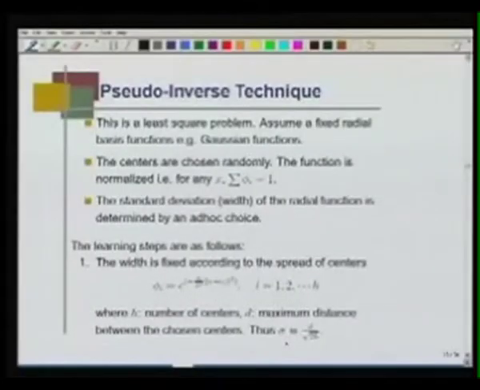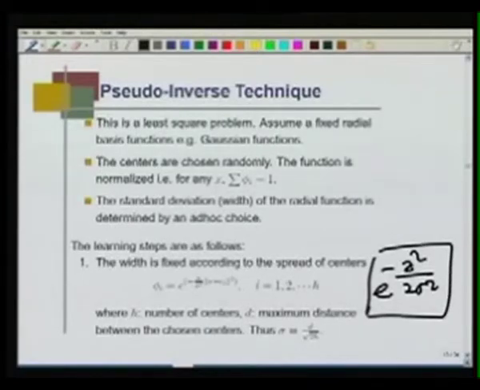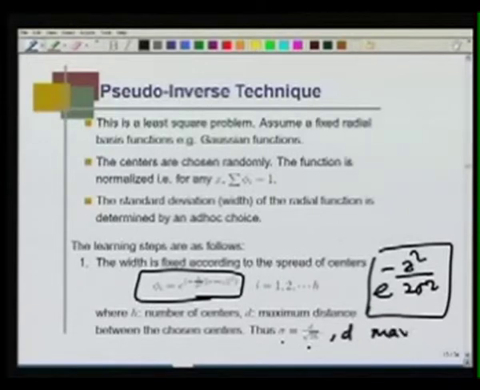Okay. Then obviously, if I write e to the power minus the Euclidean distance square of x minus ci by 2 sigma square, then sigma will become d upon root 2h. Normally, the function is like this, e to the power minus z square by 2 sigma square. So, this is the normal form of a Gaussian function, and if I represent this function as written here, then obviously sigma is d upon root over 2h, and d is the maximum distance between any two radial centers.